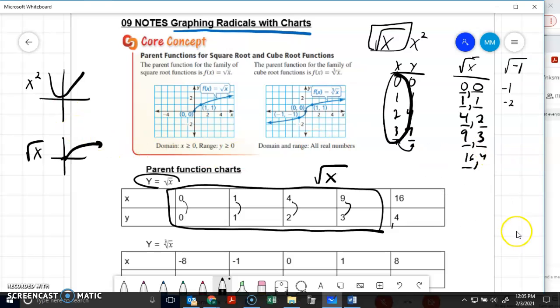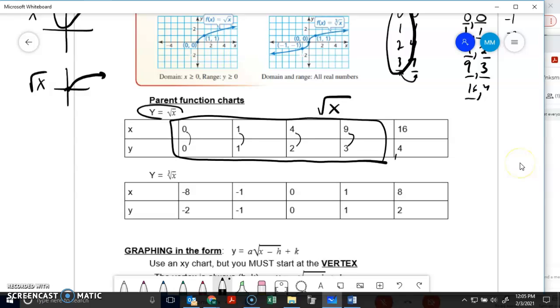Now let's talk about the parent function for cubed root. Cubed root, odd root. Yeah, I'm allowed to have a negative inside of an odd root, so I will have negatives. So 0, 0 is the starting point for these.